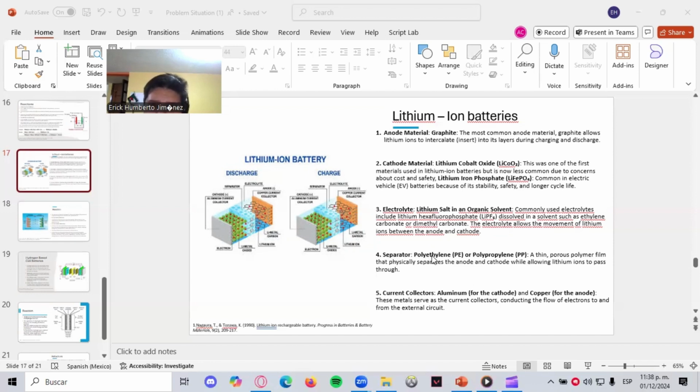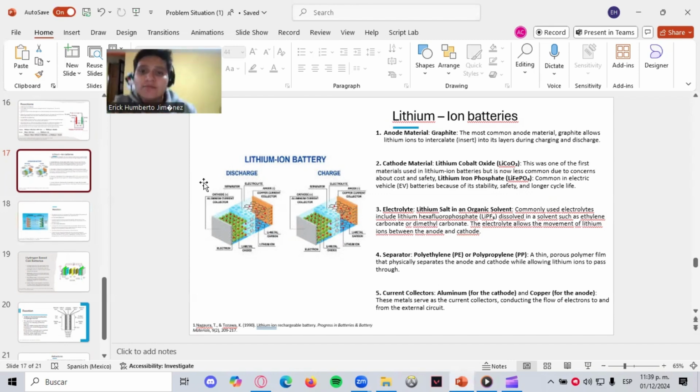Then you have the separator, which is usually polyethylene or polypropylene, a thin porous layer of polymer film, whose main function is just to allow the lithium ions to pass through. Then we have the current collectors, which are aluminum for the cathode and copper for the anode, because they are good electric conductors since the reaction is electric and they allow for the flow of electrons.